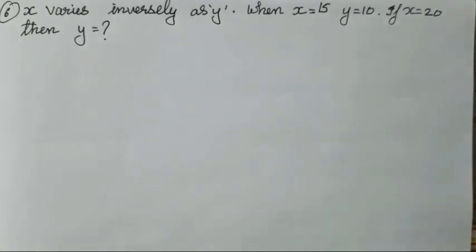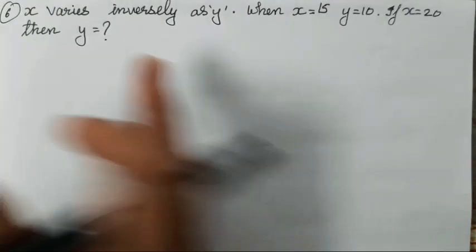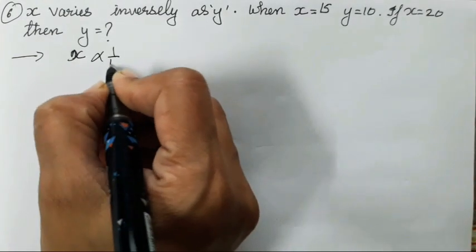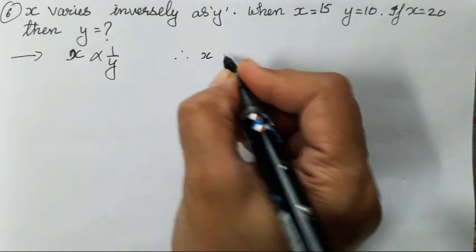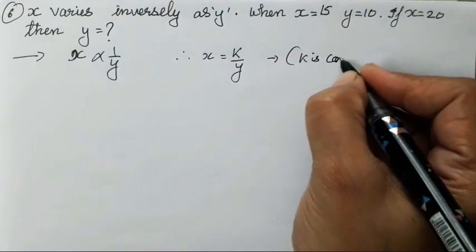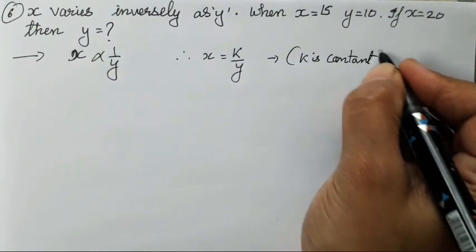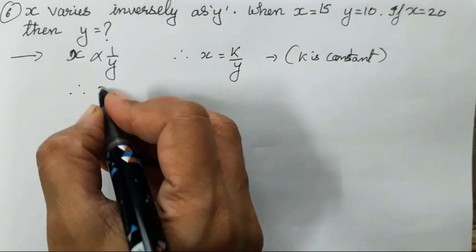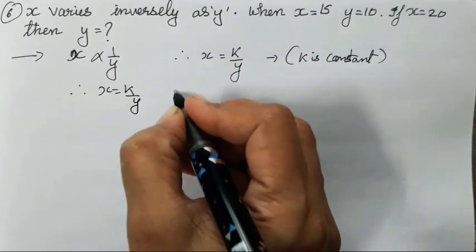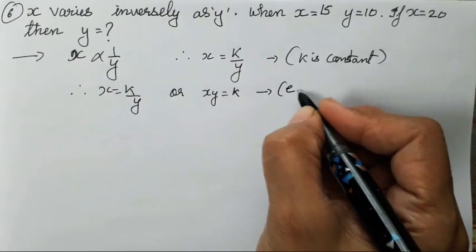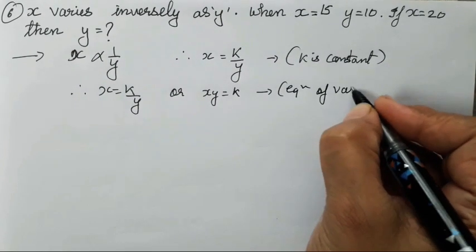Last question is, x varies inversely as y, when x is 15, y is 10. If x is 20, then what is going to be the y? So first of all we will find the constant. x is inversely proportional to y, which has been given. For that, x is equal to k upon y, k is constant. It is important to write this. And then from there you are going to get the equation of variation, that is x is equal to k upon y, or xy is equal to k is the equation of variation.